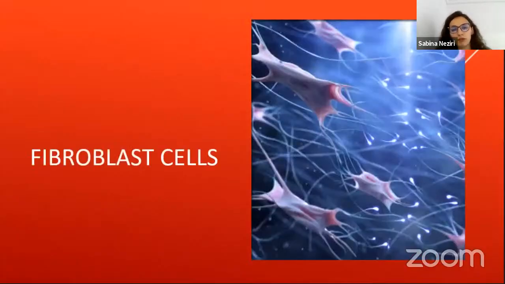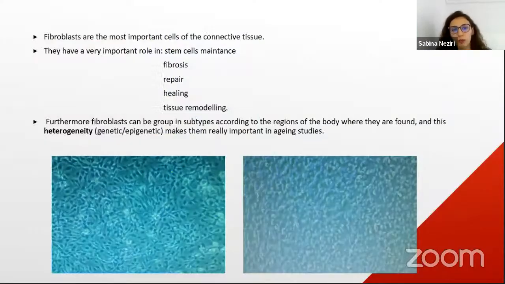Fibroblast cells are found in the dermis layer of the skin, are the most important connective tissue cells, and have really important roles such as stem cell maintenance, fibrosis repair, healing, and tissue remodeling. And they are really important for our studies because of their heterogeneity. For example, fibroblasts taken from different tissues react differently in cell culture and in our studies. So that's why it's really important to study different fibroblasts.